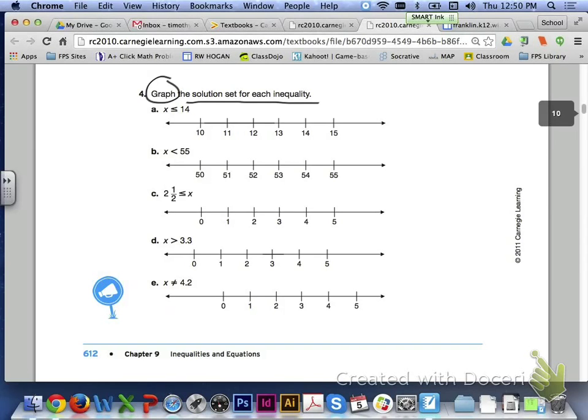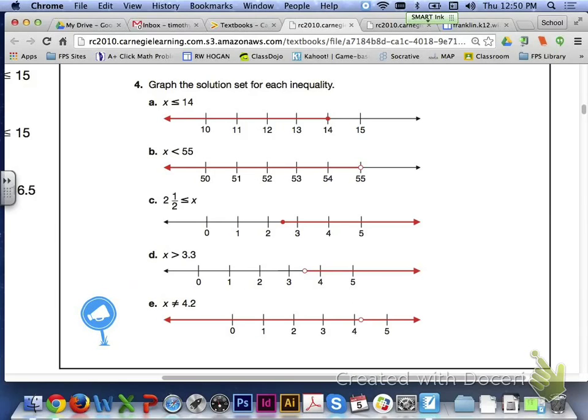If we take a look at number 4, it tells us to graph the solution set for each inequality. Go ahead and do letters A through E for number 4. Here are what your answers should look like for A through E. Again, greater than or equal to and less than or equal to should have closed circles, and less than or greater than symbols should have open circles.